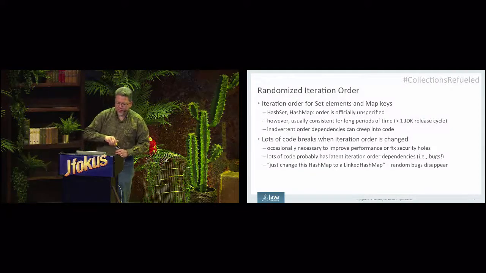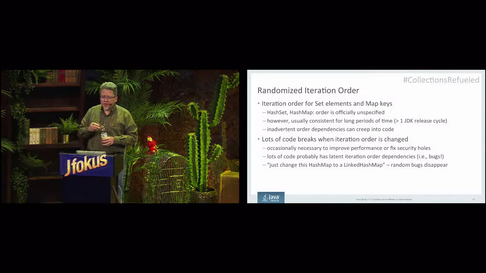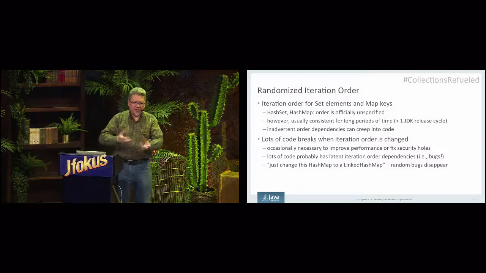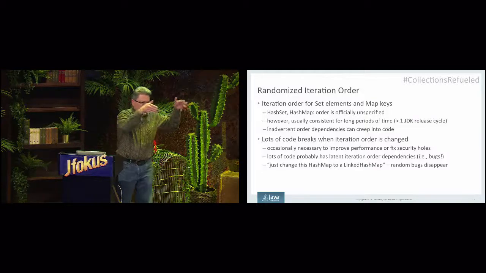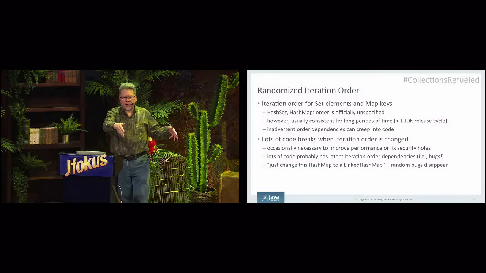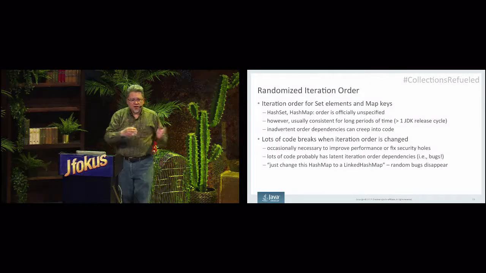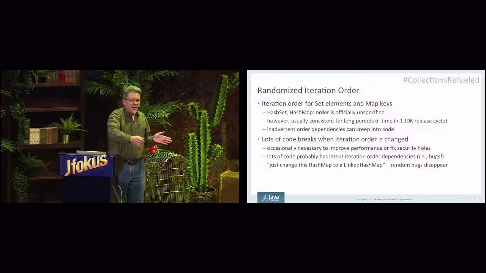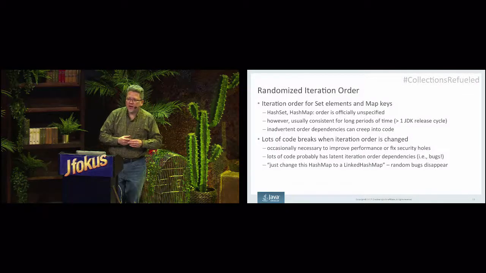All right, randomized iteration order. So this is a biggie. There is a lot of history here. If you read the specifications for things like HashSet and HashMap, the way hashing works is you take the key or the element, you compute a hash code, and then that's used for putting the element into an array at some arbitrary location based on the hash code. And so when you iterate over a HashSet or HashMap, basically you take a sweep through the array and the elements come out in a fairly arbitrary order.